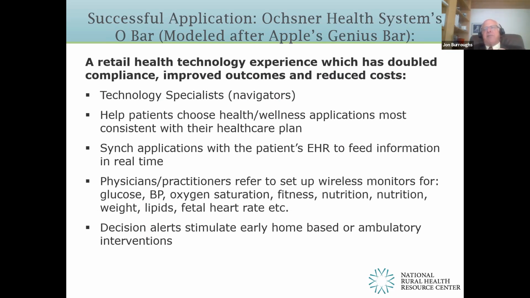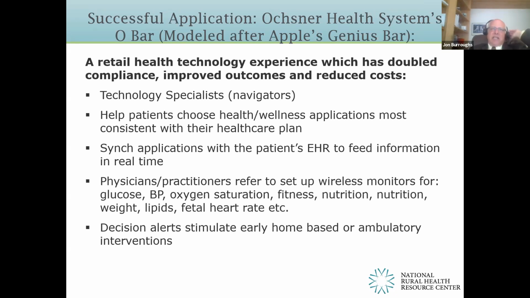And Ochsner is a very entrepreneurial health system. Although it's located in New Orleans, Louisiana, it has really high aspirations as they want to be a world leader in integrating technology with innovative models on both the ambulatory and the virtual side. So they've created the O-Bar, which they stole from Apple's Genius Bar. See, this is the nice thing about industry, everybody takes from everybody, but the key is to reinvent it in your own image so that it works for you. And this is a retail health technology experience, which is double compliance, improved outcomes, and reduced costs.